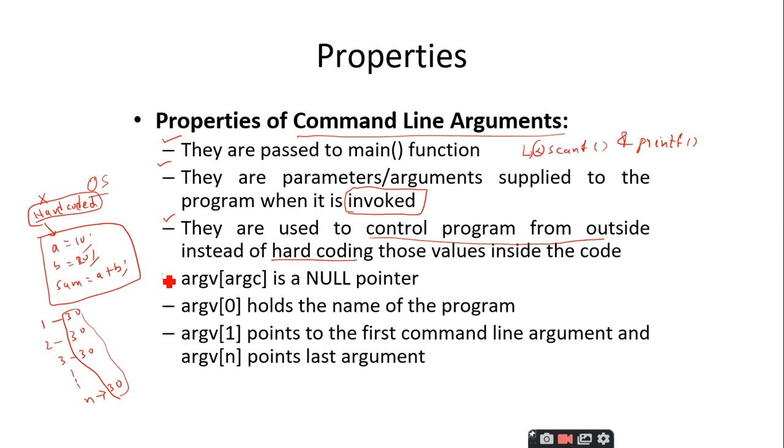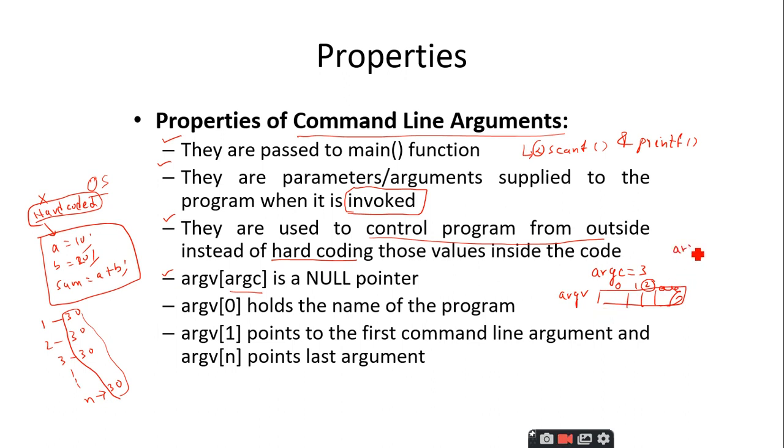And all these things we know. Argument vector of argument count is a null pointer. Let me explain this. In the previous example, my argument count is 3. And the argument vector always has indices starting from 0 to argument count minus 1. So, the index always starts with 0 and ends with argument count minus 1. So, here it always ends with 2.